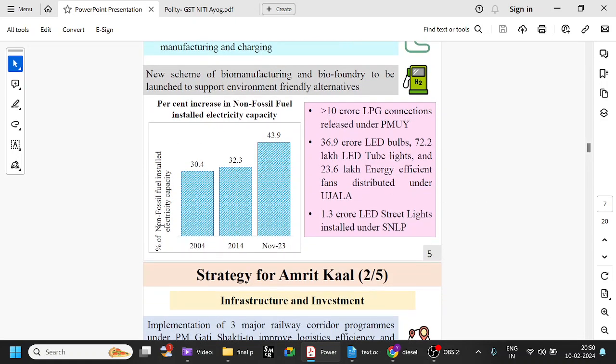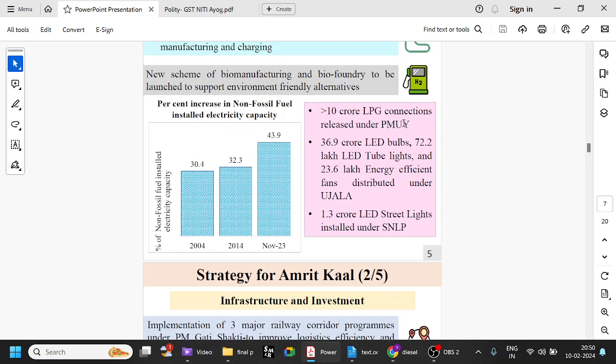So you can see the percentage of non-fossil fuel installed electricity capacity. It has increased from 32 to 43. Around 10% it has increased in non-fossil fuel. That means renewable energy, solar, wind, biomass, all those things. Renewable energy has increased by 10%. Try to remember that. And now it is around 43.9.